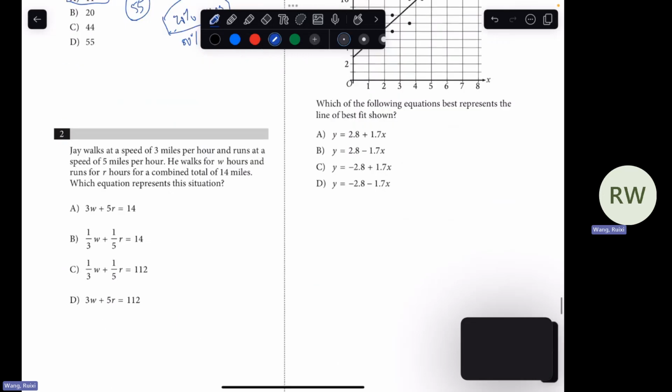Okay, next one. Speed of 3 per hour and then runs at 5 per hour. Walks for W hours and runs for R hours, so you have 3W plus 5R equals 14. Right? Walk 3, right? 3W and run is 5, right? So 5R.